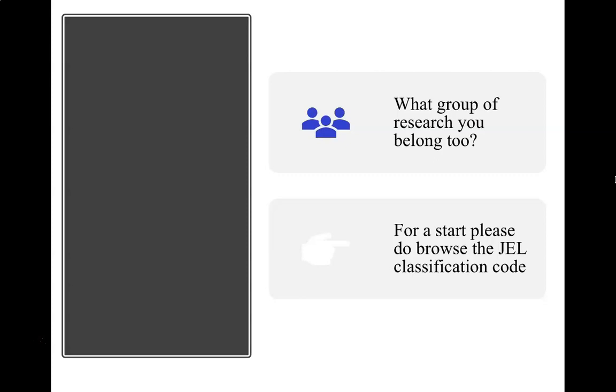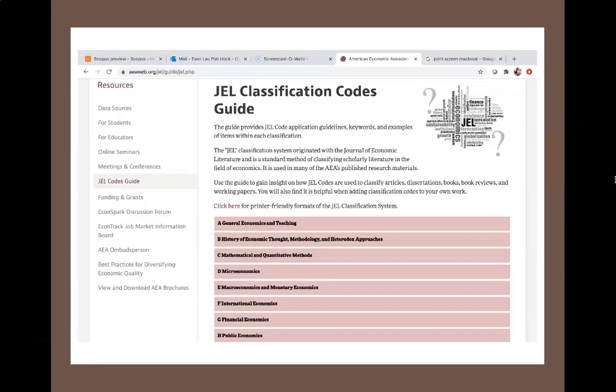Before we start, as in economics, you have to know which group of research you belong to, or what group of research you're interested in. Like the two classes that I'm going to take over for this semester, service economics and business economics. Where does service economics belong, and where does business economics belong in the JEL classification? JEL is the Journal of Economic Literature. Google that, search that, where you belong, what research you're actually interested in.